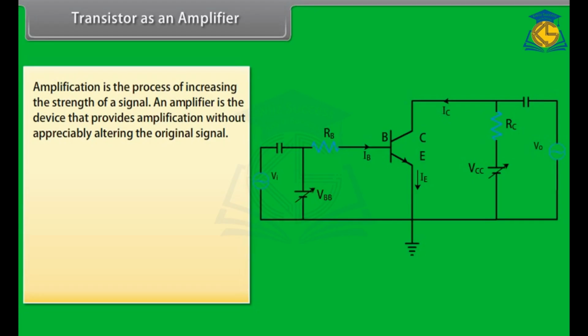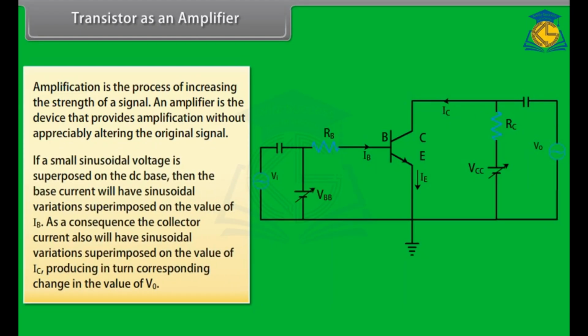Amplification is the process of increasing the strength of a signal. An amplifier is the device that provides amplification without appreciably altering the original signal. We consider the operating point of the transistor somewhere in the middle of this active region. The DC voltage VCE, equal to VCC minus IC RC, would also remain constant. The operating values of VCE and IB determine the operating point of the amplifier.